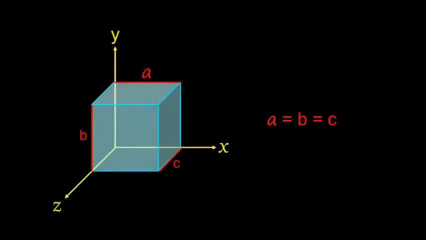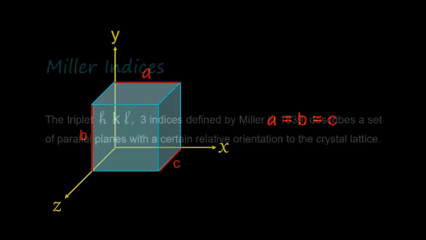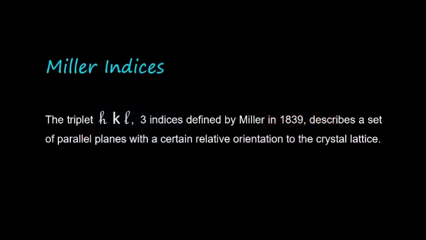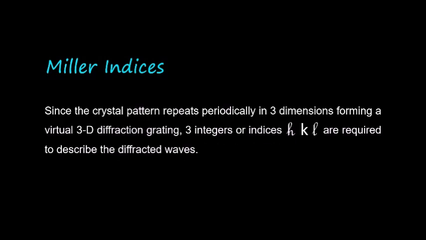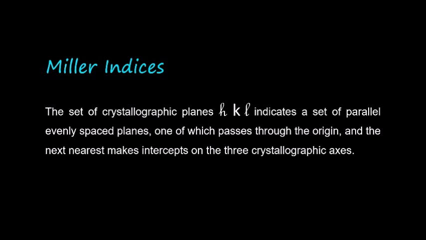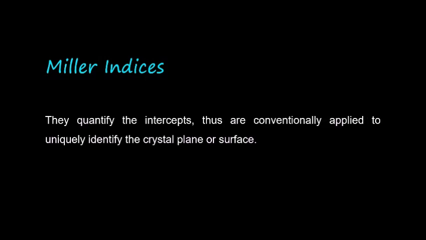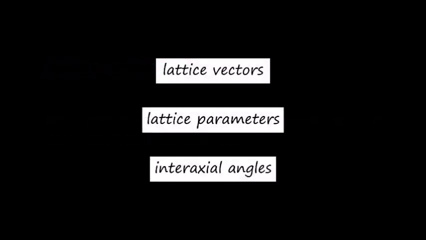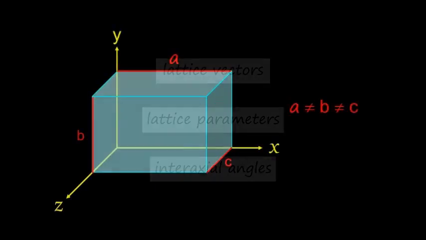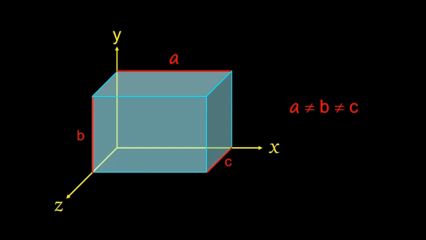Let's start with the most simplified one, a cubic crystal system, with unit cell dimension, a. Here's a non-cubic system with unequal dimensions or parameters.